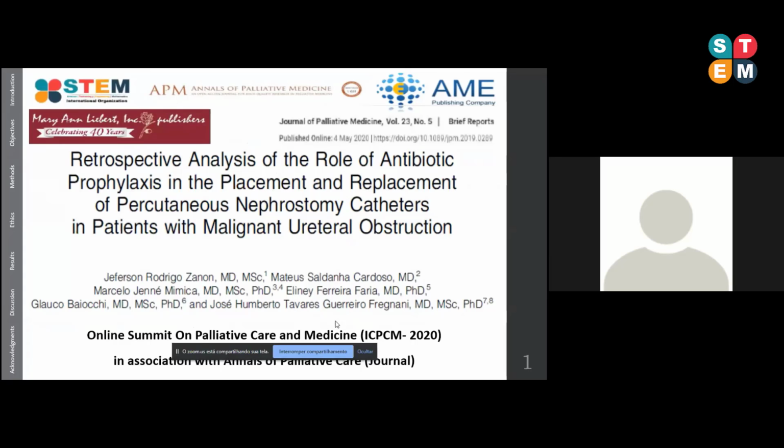My name is Jeferson Zanon. I'm a nephrologist and I worked with palliative care about 7 years ago in Jales Cancer Hospital. This is a branch of Barretos Cancer Hospital.